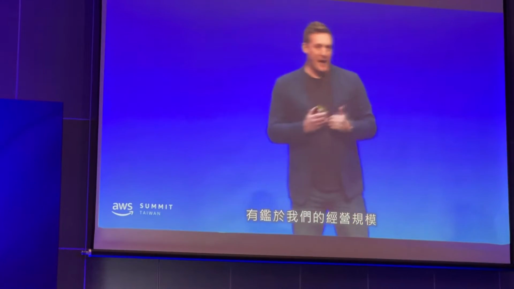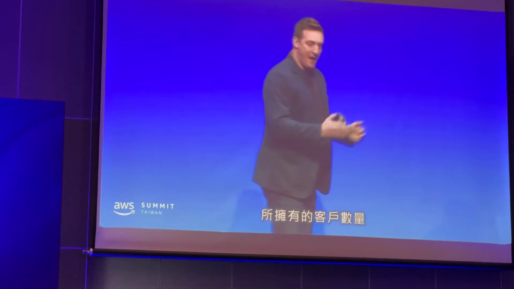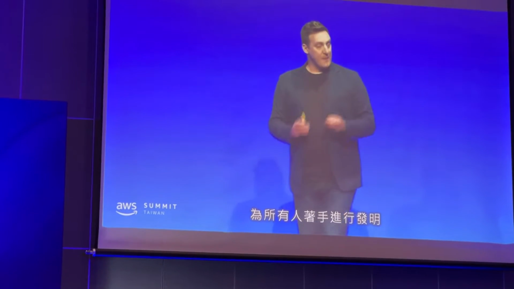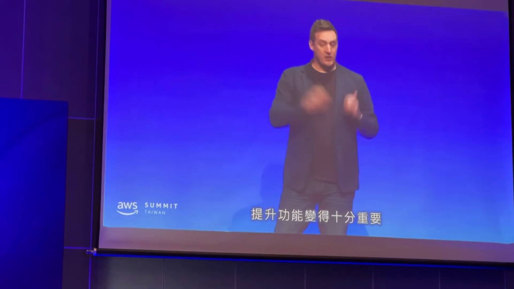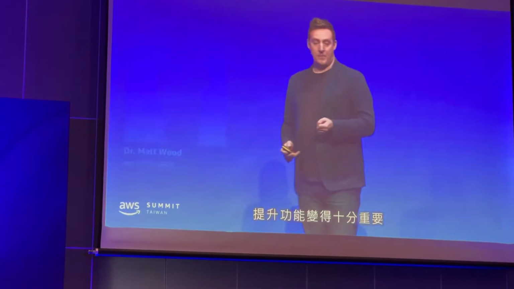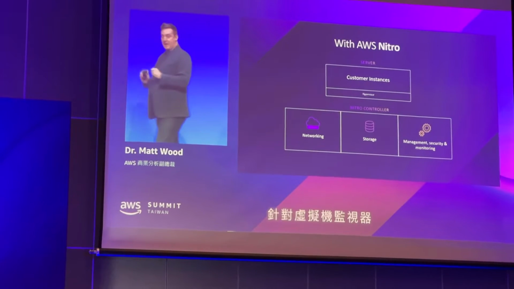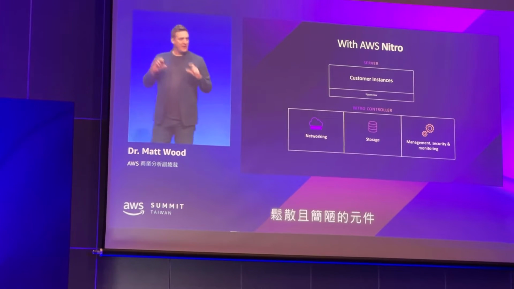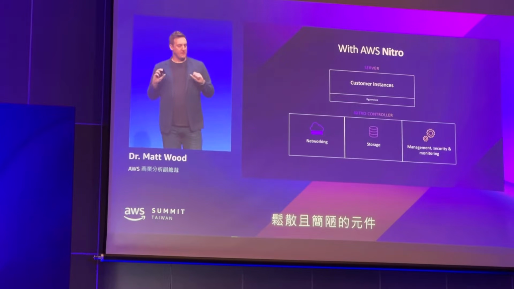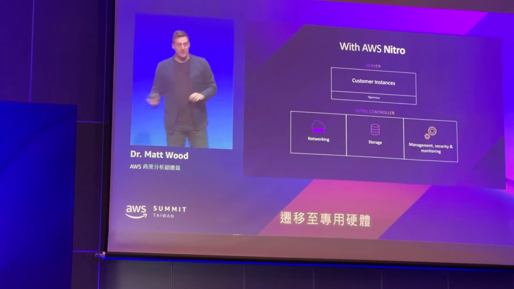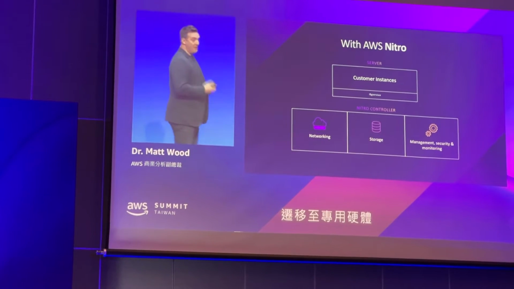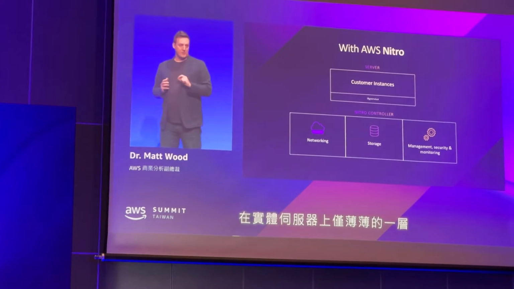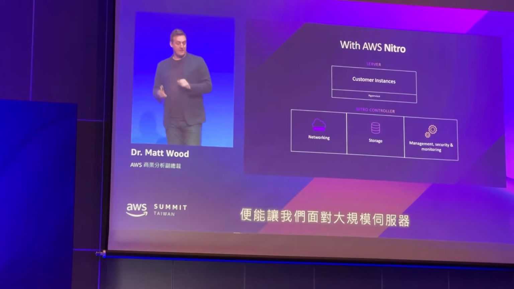And because of the scale at which we operate, because of the customers that we have, and the use cases that they have, and the generality of those use cases, it really does become important to be able to take that invention and improve the capabilities for everyone. And so what Nitro does is it removes the majority of the hard work of this big, flabby, janky component of the system, the hypervisor, and offloads it to a custom piece of hardware and some custom services that provides a very, very thin layer on the physical server and allows us to administer those servers at scale.